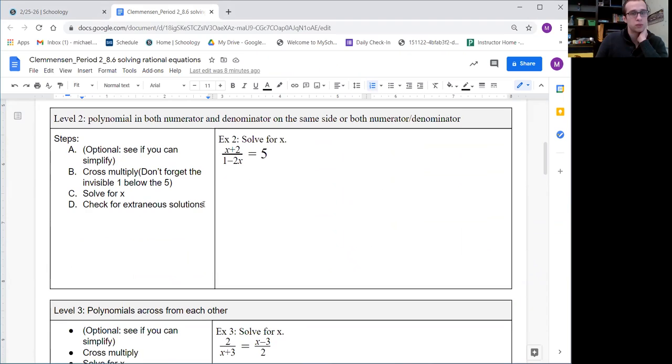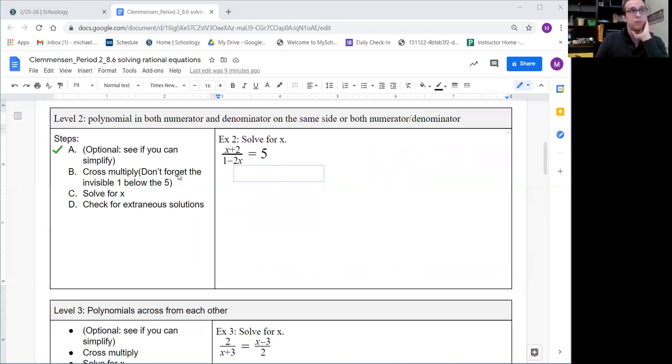Again, like I said before, level 2 is the exact same steps. See if you can simplify, cross multiply, solve for x, check for extraneous solutions. Same thing every time. First step is I need to see if I can cancel. I go across and up and down. Since nothing matches this way or this way, there's nothing I can really cancel. So this one right here is done. Next step is to cross multiply.